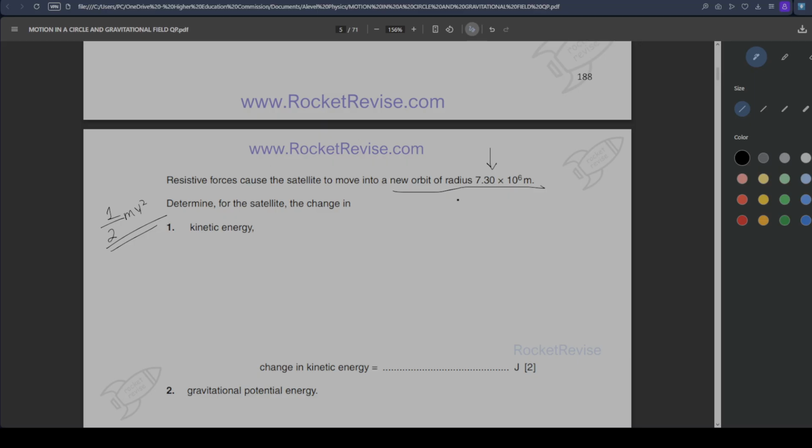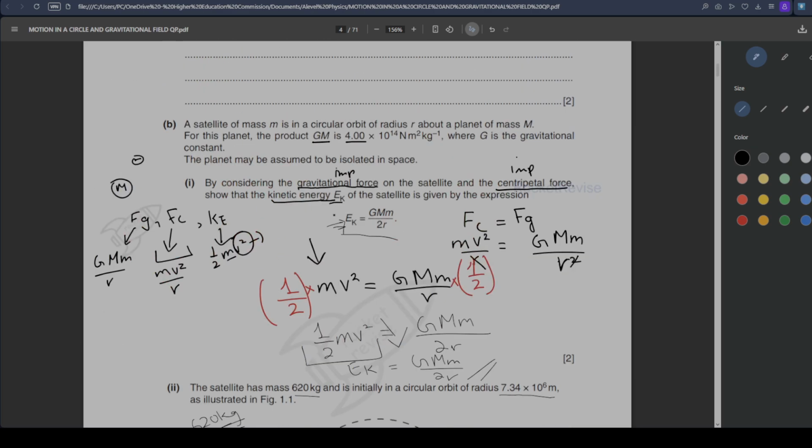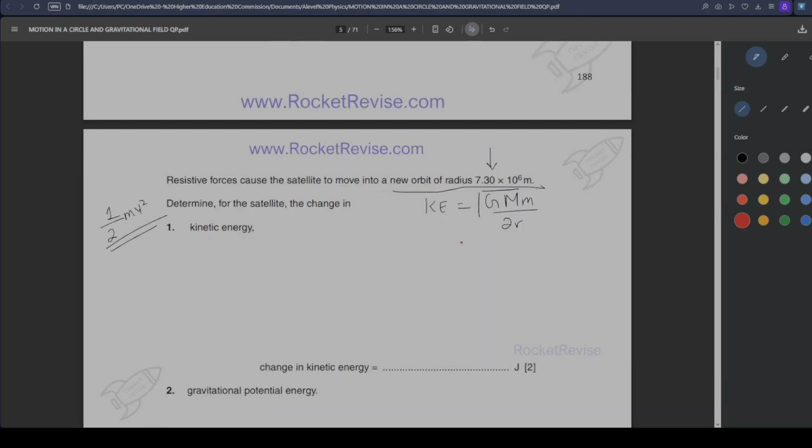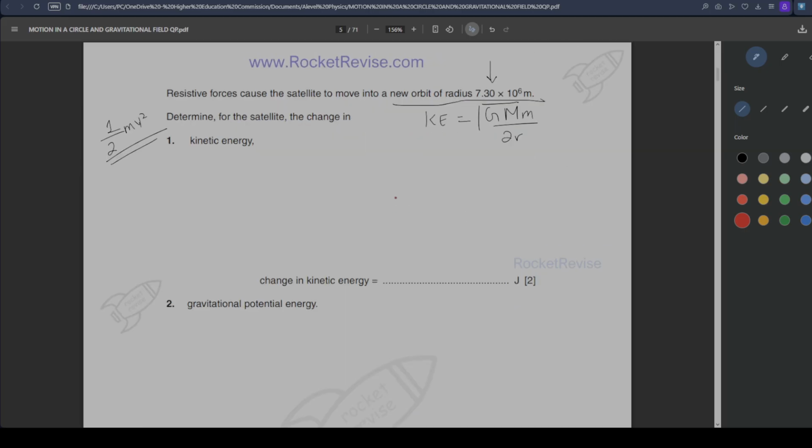So kinetic energy is equal to GMm divided by 2r, and we have the values of the two radiuses, okay. And GM, we don't know the mass of this planet, but we do know the value of GM because they mentioned it in the question. It's right over here. GM is 4 into 10 power 14. So now all we need to do is plug the values into the formula.